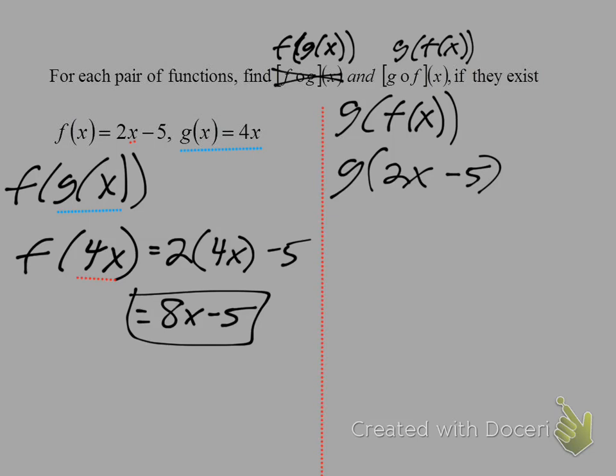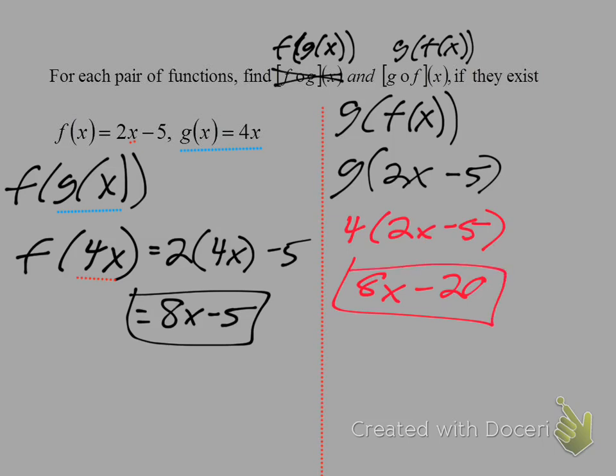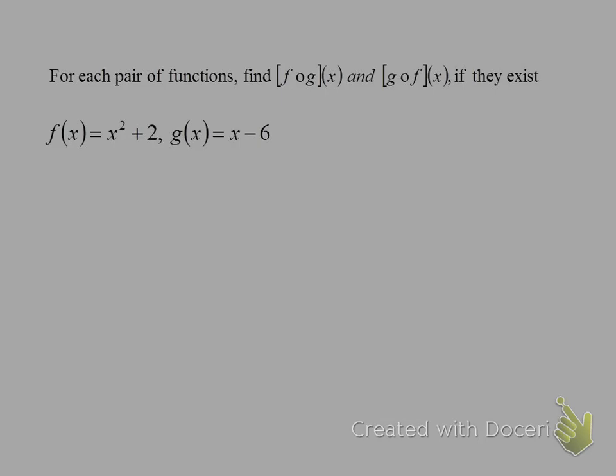So now you put 2x minus 5 into g, which means 4 parentheses 2x minus 5. The only thing you've got to do is distribute. 8x minus 20. Will they always be this close? No. It depends on how complicated the functions are. These are two pretty simple ones, so they end up fairly close to each other, but still different. Questions so far? Okay, you've got the last two. These are for you. Prove to me you know what you're doing.